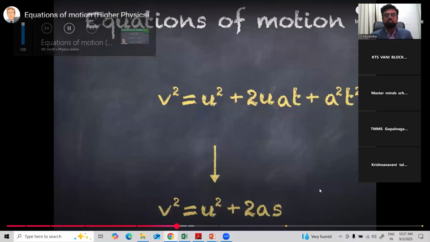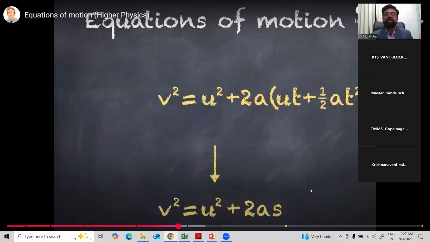So the right hand side of the equation can be written like this. Go over this step again if you're not too sure. Now remember that our second equation was s equals ut plus half at squared. So the term in brackets can be replaced by the letter s, giving us our third equation.